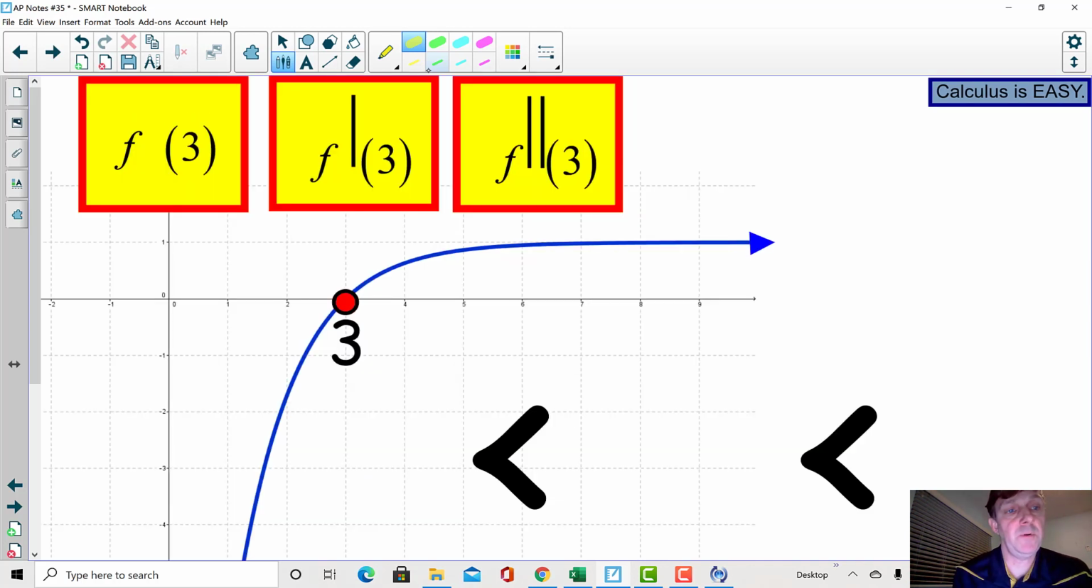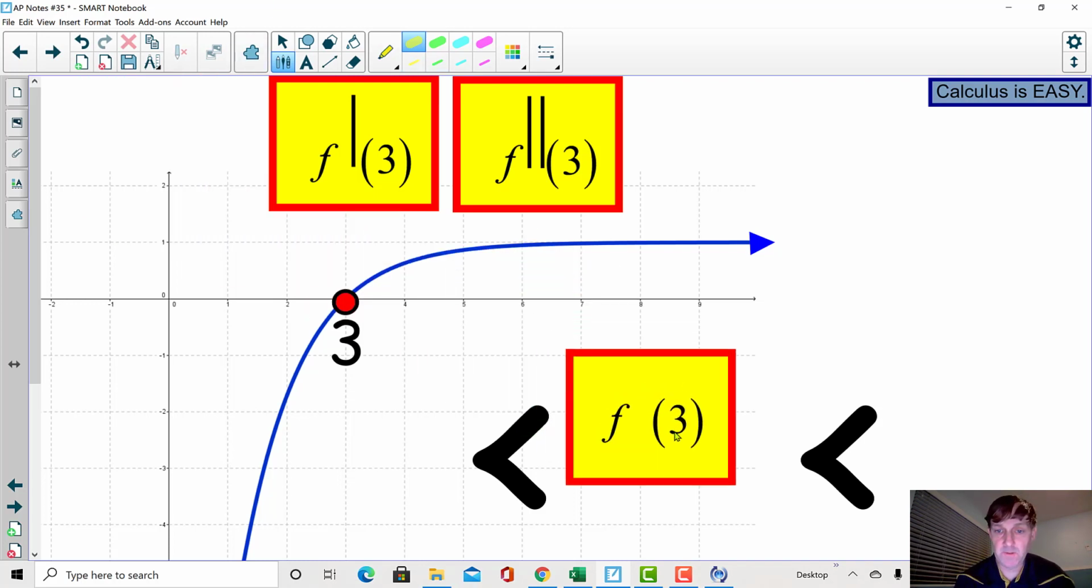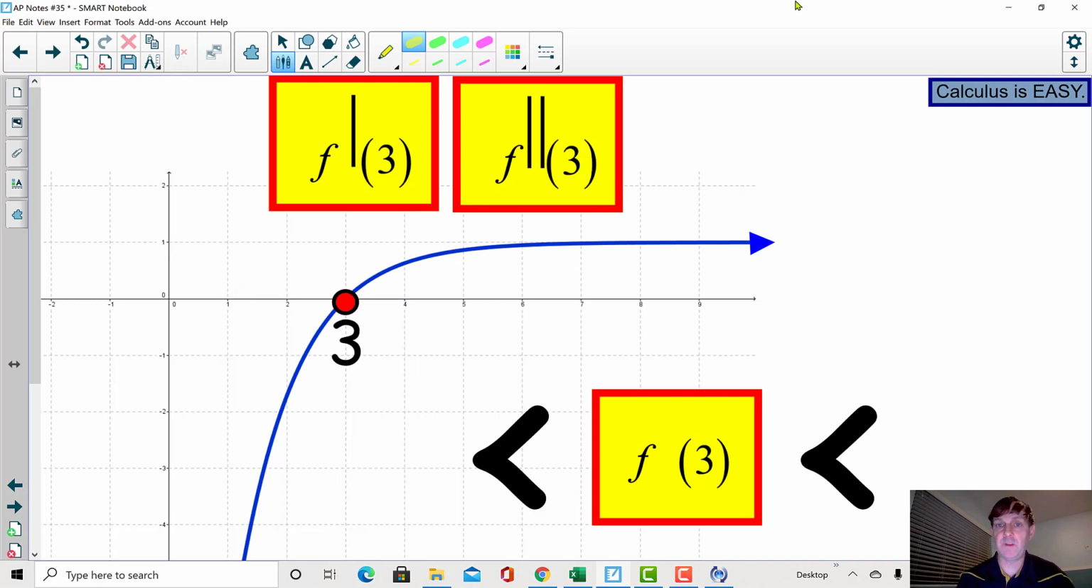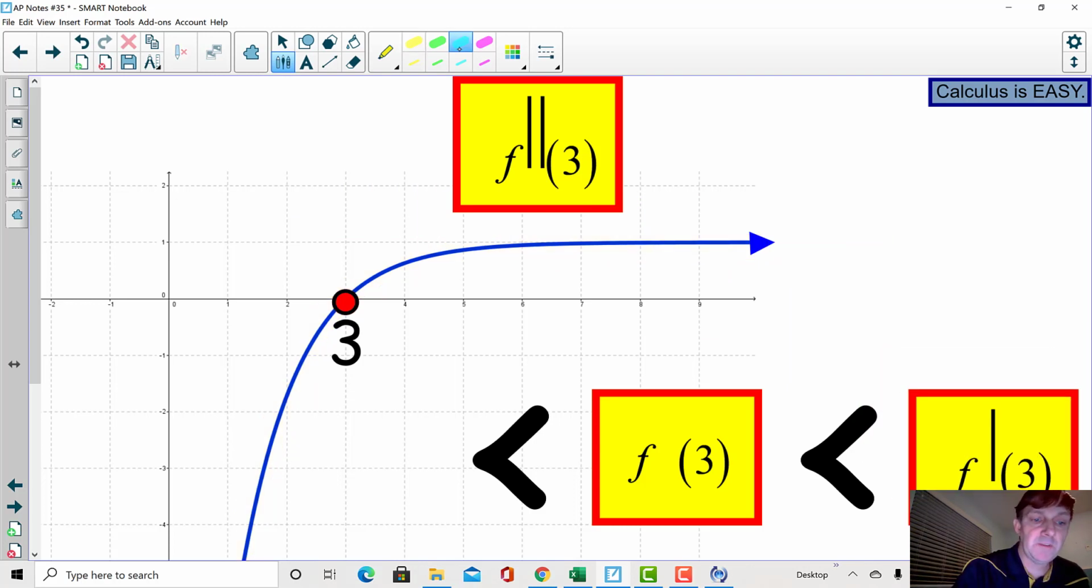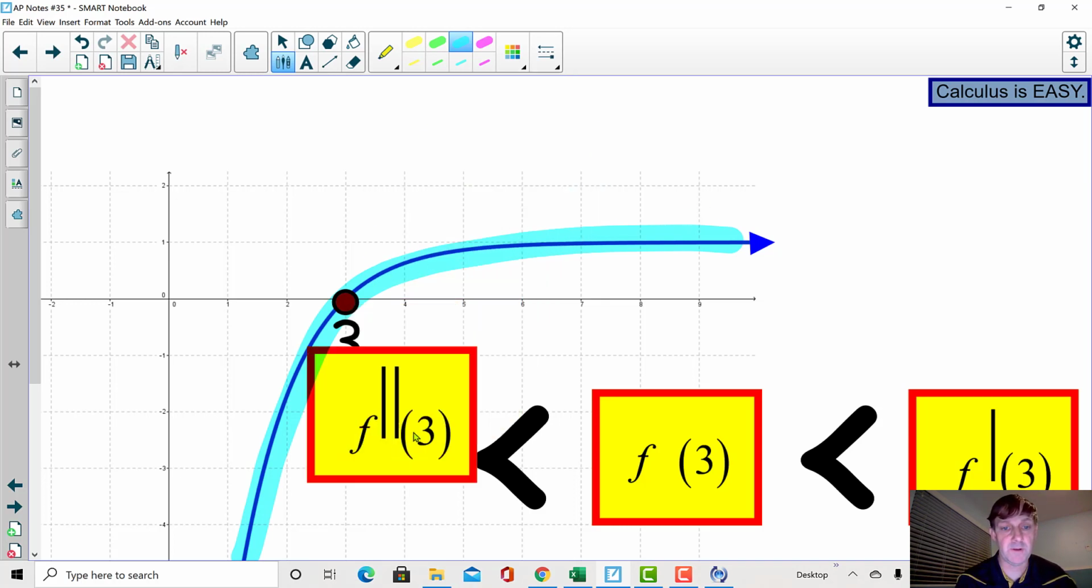Okay, for this example, we have to put these in order. We're looking at the graph of f. You have to see which one is bigger. It looks like f of 3 is 0, so that's usually in the middle. And then one of these is going to be positive and one's going to be negative. Because our function is increasing, that means our first derivative should be positive. So we'll put the first derivative on the right side. And because our curvature is concave down, that means our second derivative is going to be negative. So that's going to go in the front.